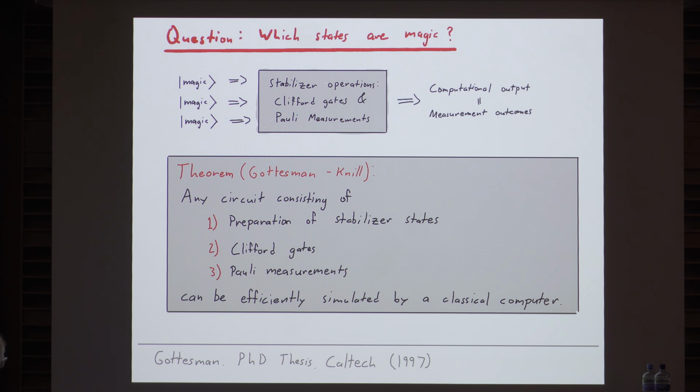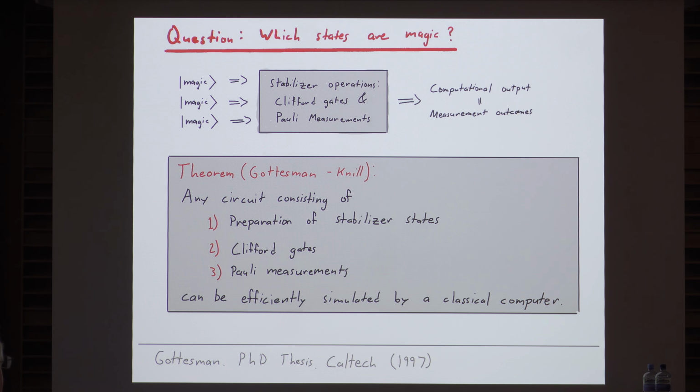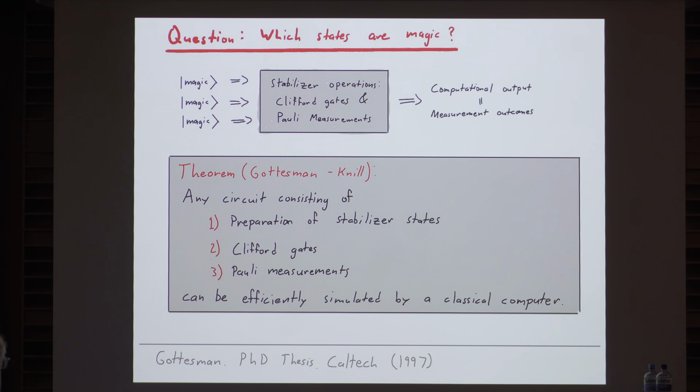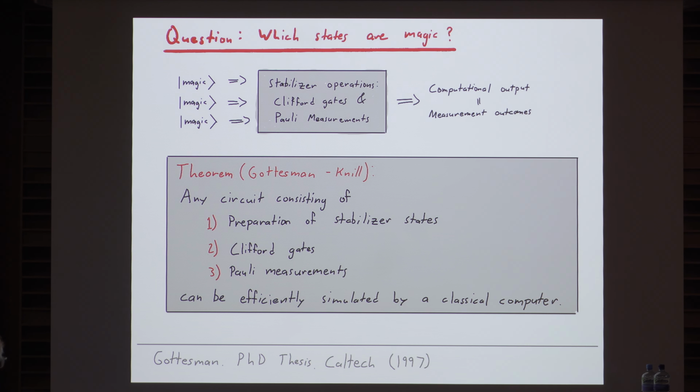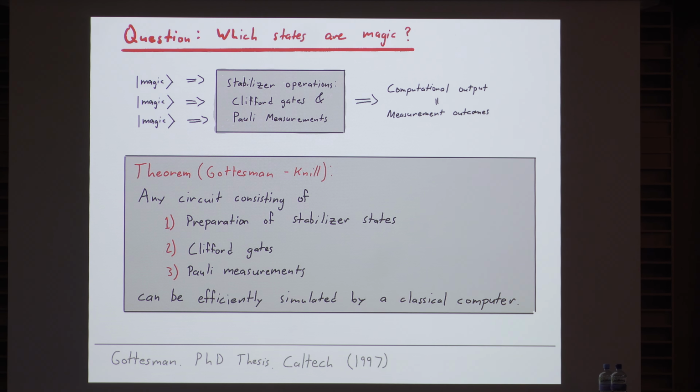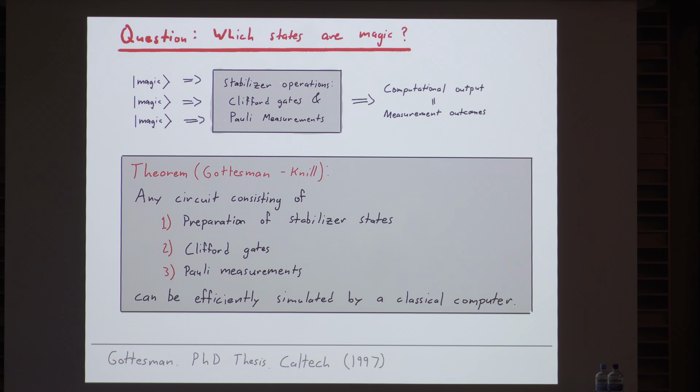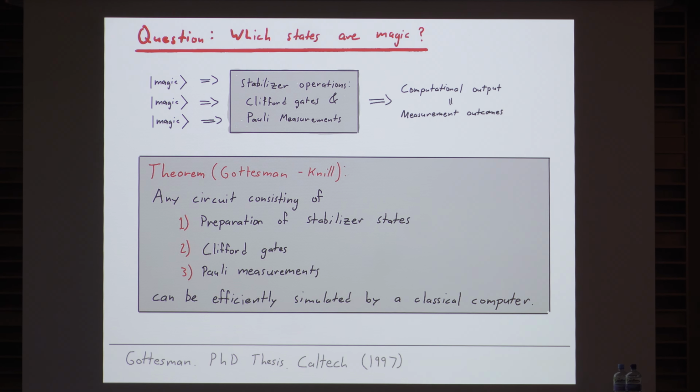We know that you can't include just any states and get something interesting, because we have examples like the Gottesman-Knill theorem, which says that if all you have access to is stabilizer states, Clifford gates, and Pauli measurements, then that can be efficiently simulated by a classical computer. So you need something else. You need something that's not a stabilizer state. And the question is, which states give you something useful or interesting?